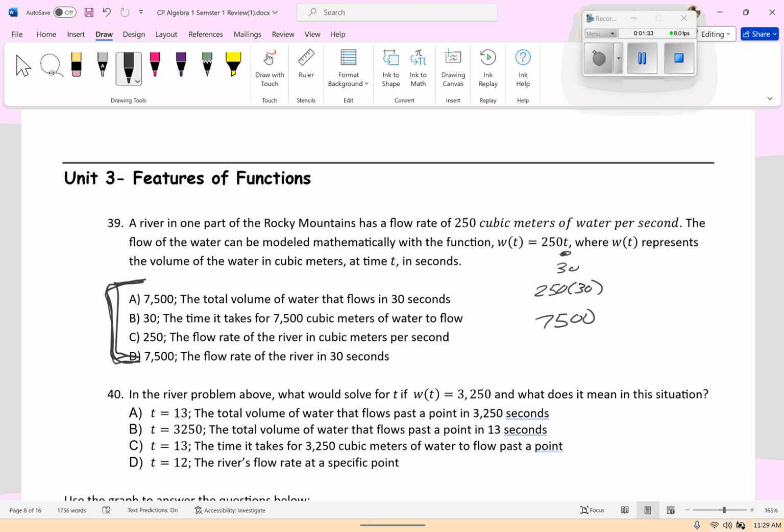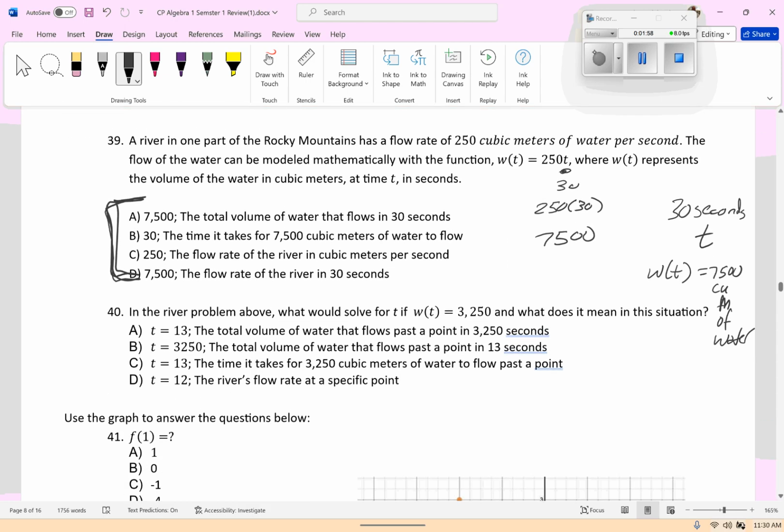So we're just kind of knowing what it is. 30 seconds is time, and W(t) is 7,500 cubic meters of water. So I think all four of those could be a correct answer based on that. On the test, I imagine you would have to pick which one would work mathematically. Number 40, in the river problem above, what would t stand for in W(t) equals 3250?